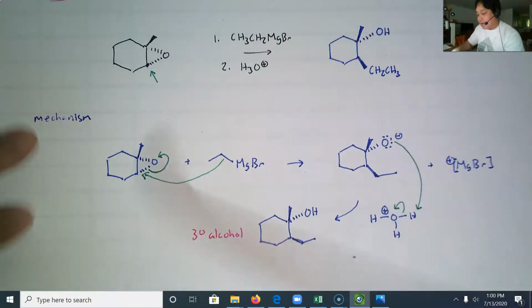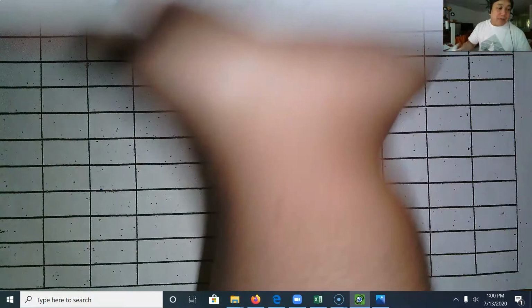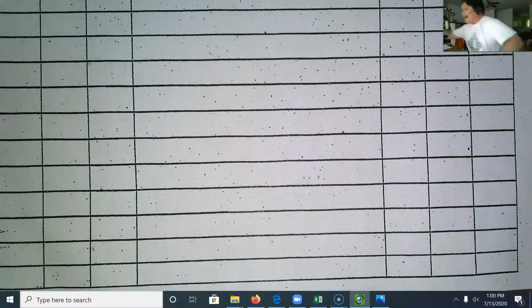But if we use another type of epoxide, maybe we won't get a tertiary alcohol. Let me give you one more example, and now I'll use the organolithium. And let us use a pretty simple epoxide.